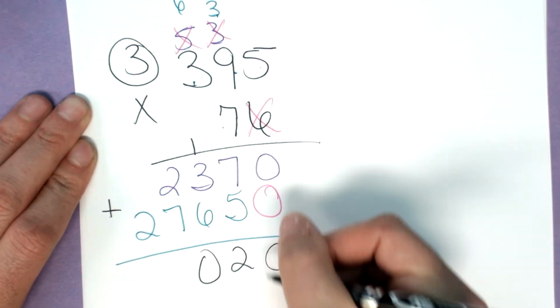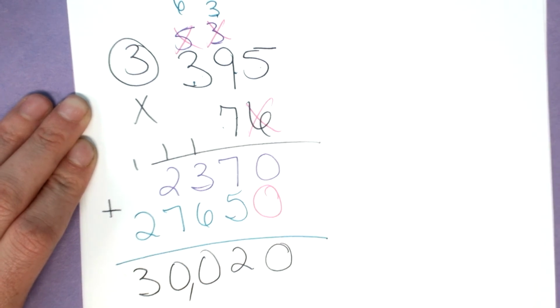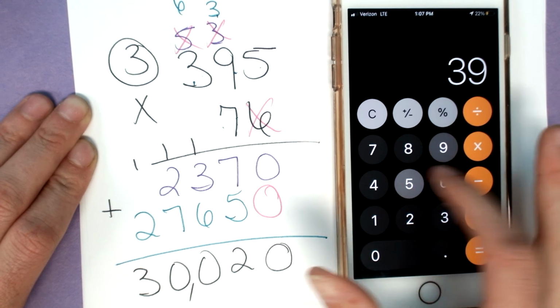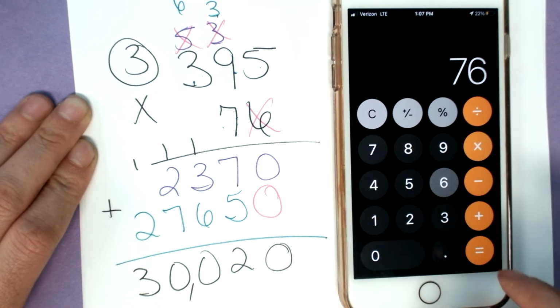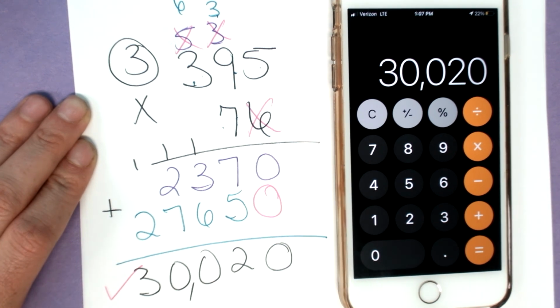Okay. Let's see if we got this right, because I could have made a mistake. We all do. 395 times 76. Is it right? It is. Awesome.